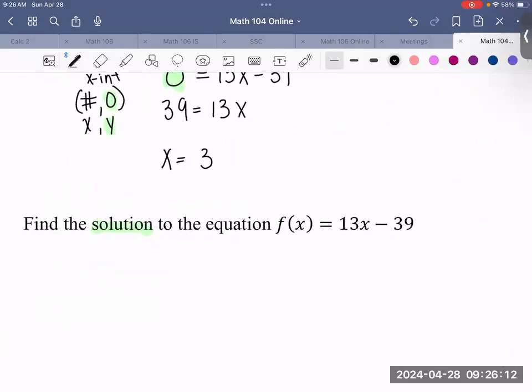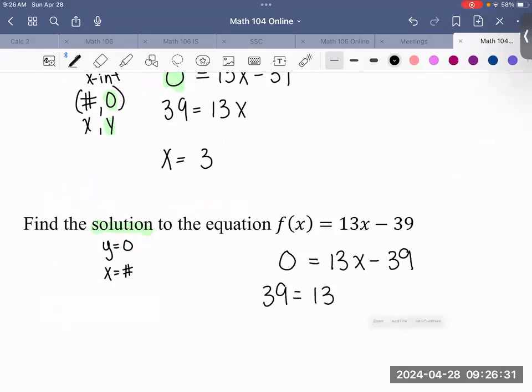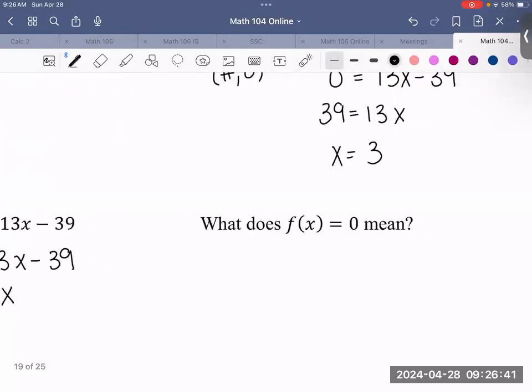Okay, find the solution of your equation. Again, the solution meaning your y value is 0, while x value is some number. So y is 0, 13x minus 39. Again, throw that 39 over. Just a different format on how to ask your question. And we're going to keep getting the same answer.